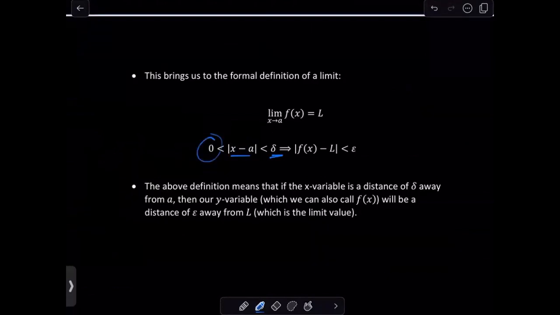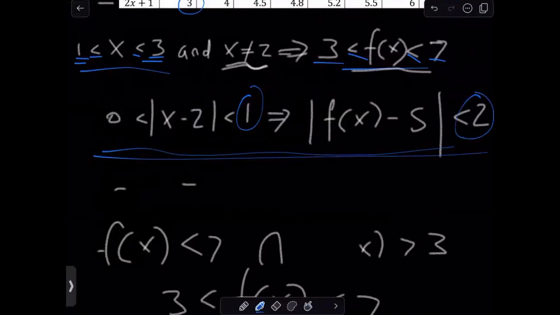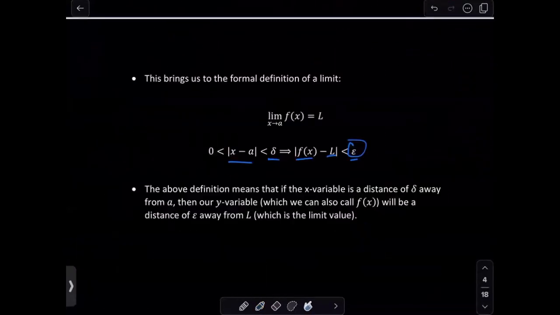And you know why we have greater than 0? Because we are not considering the case where x is equal to a. If the distance between x and a is less than some positive number, some positive delta, this symbol is delta here, then the distance between the y value of the function and the limit value is going to be less than some other value, and this value is epsilon. In the above example, our epsilon was 2. Okay, so that's what it means. That's the formal definition of a limit.